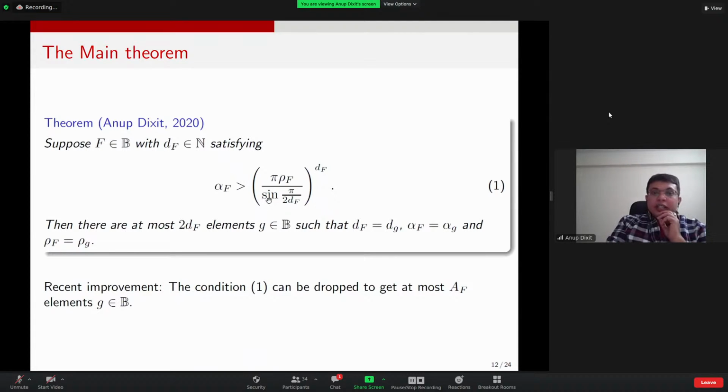So this is what I showed, which appeared last year, and there is a recent improvement that we can drop this condition, and then we will still get some finite number of elements in the Burling class with the same degree, conductor, and residue. I will talk more about what happens when we drop the condition, what sort of consequences we get, in a short while. Okay.